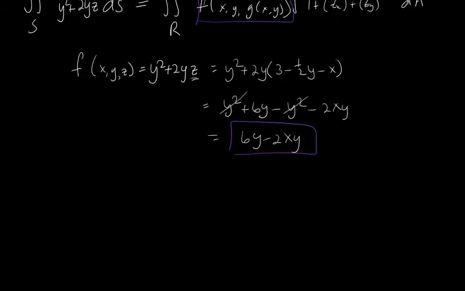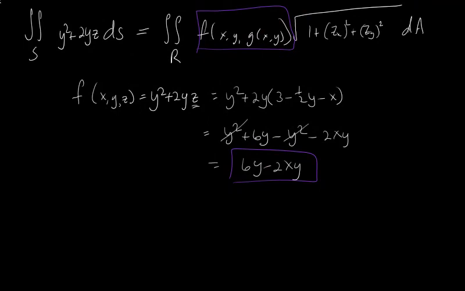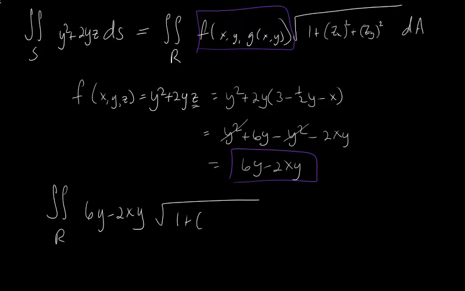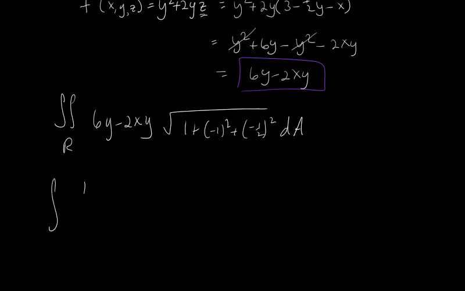Okay, so let's go ahead and rewrite our integral. So our integral then is going to be the integral over R of 6y minus 2xy times the square root of 1 plus g sub x, which was negative 1, squared, plus g sub y, which was negative 1/2, so that gets squared, dA. Okay, so there's our integral. Now all we have to do is define dA and R. Well, dA is dx dy, or dy dx.